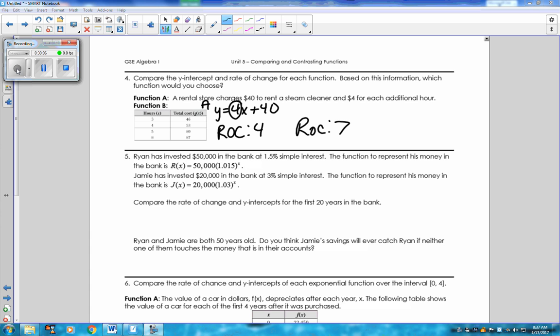Why do you need another rate of change? Because we're given two different options. This one is A, so what's this one? B. Alright, so my rate of change is 7 on this one, my rate of change is 4 on this one. It says, based on this information, which function would you want to choose?